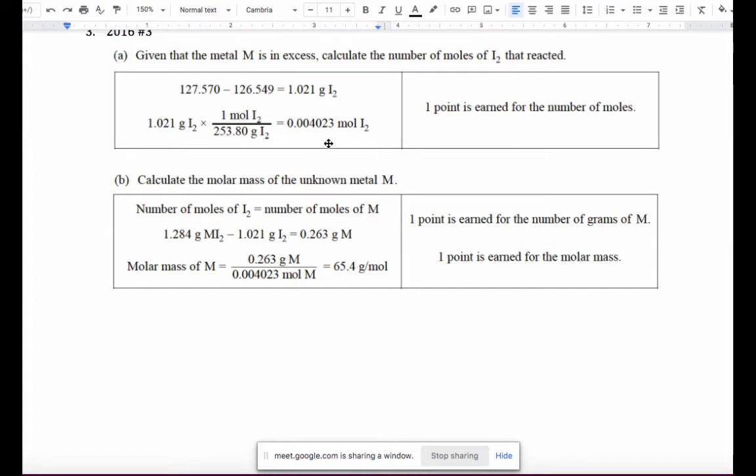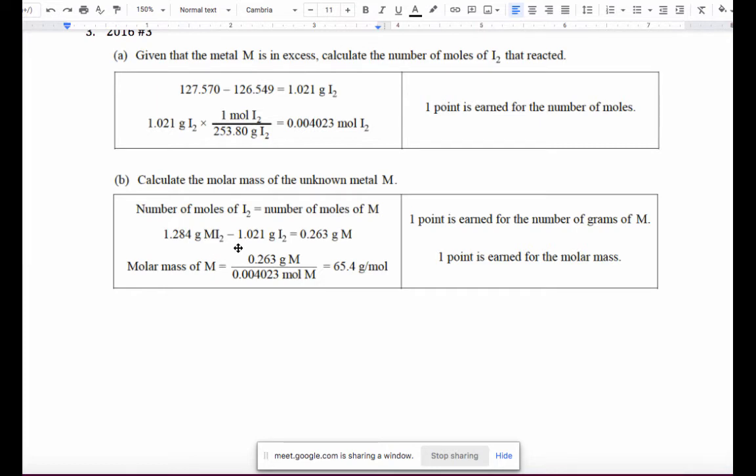Now, if you got part A wrong, but you used your number from part A on the denominator, you still could get part B. So part B was worth 2 points. One of the points came from the number of grams of M. Where they got this calculation, 1.284 grams of MI2, if you looked at the data table, that was the mass after the second weighing. So that's when all of the water has been evaporated.